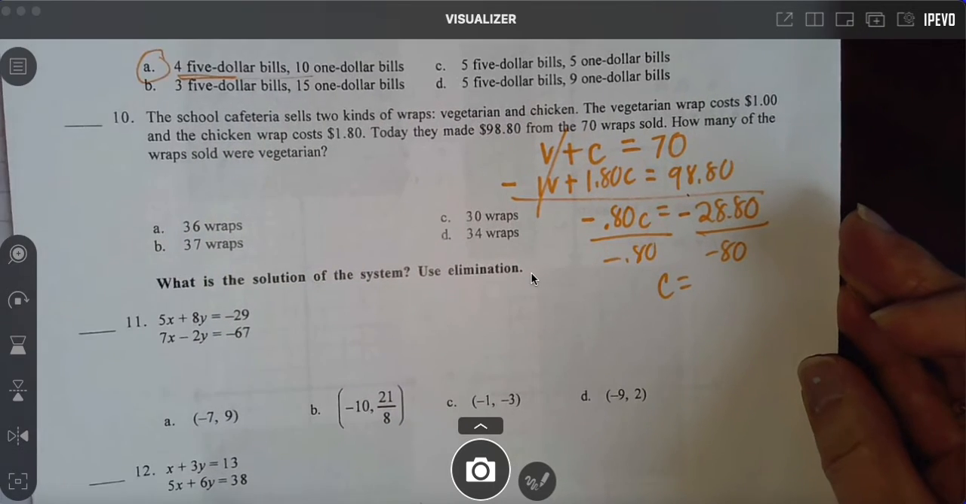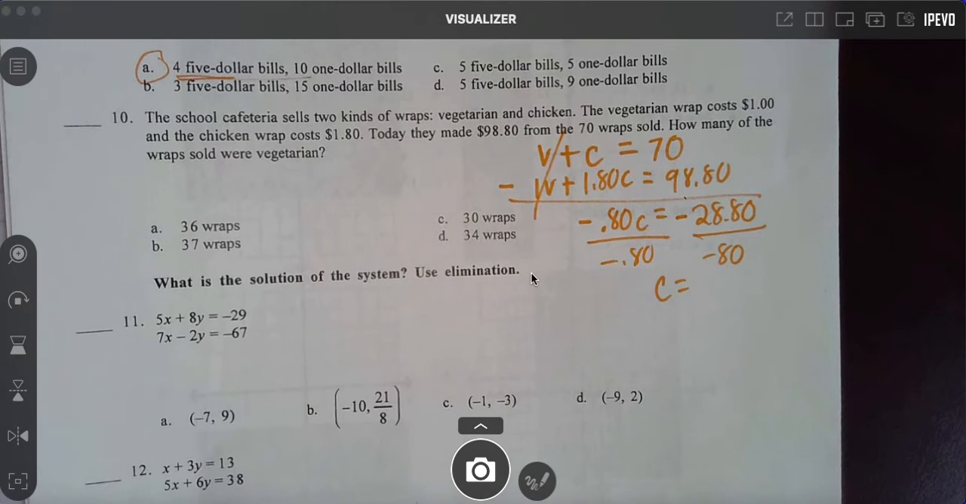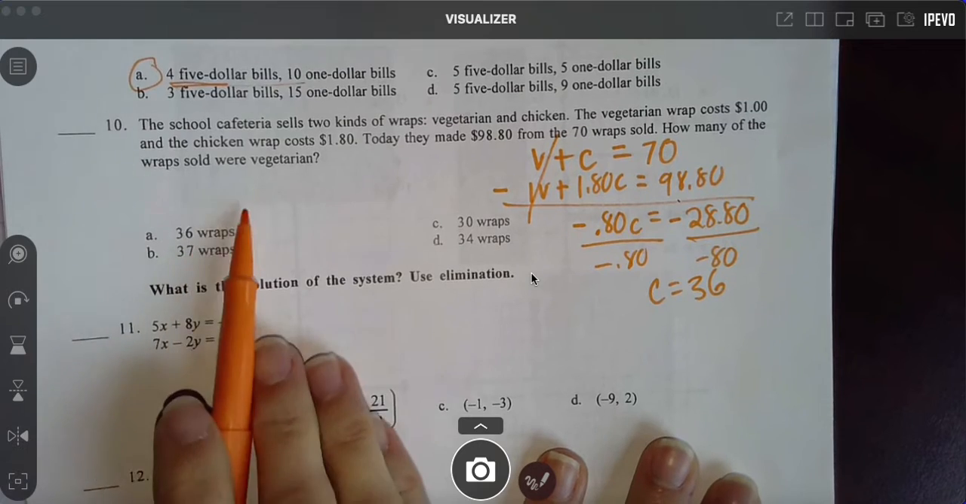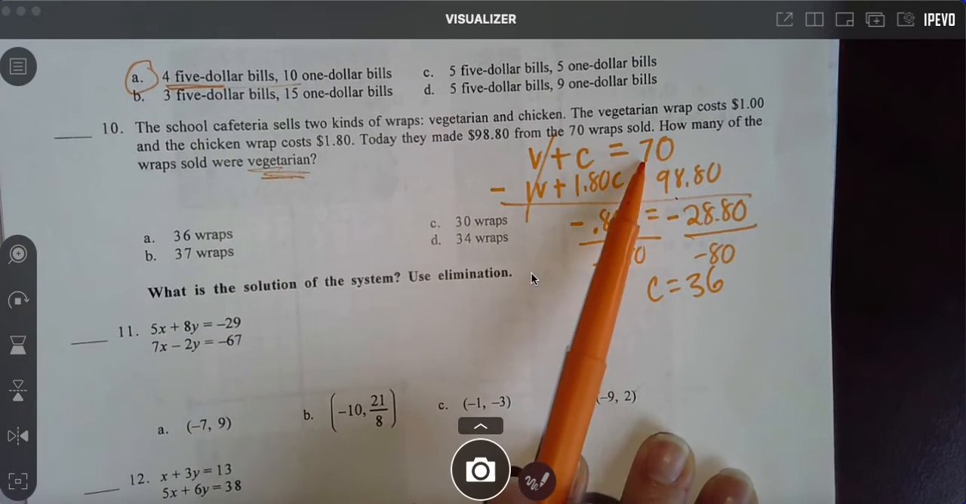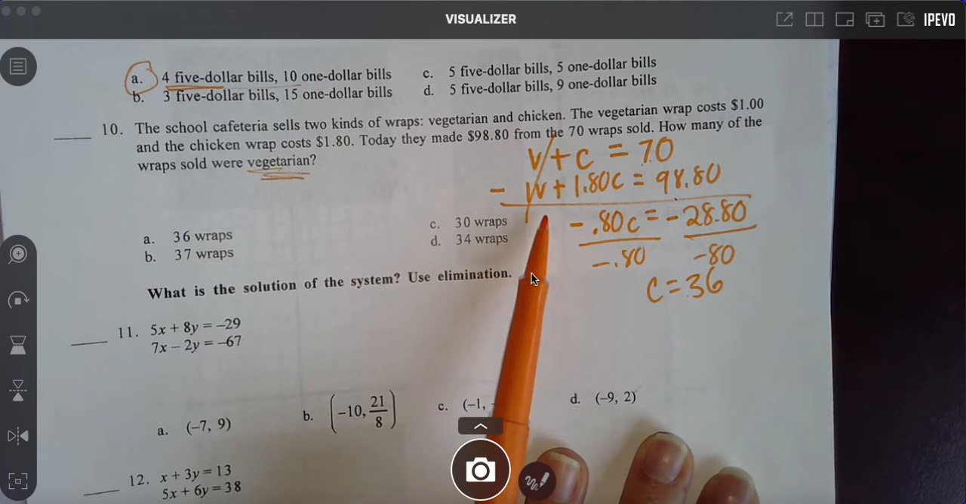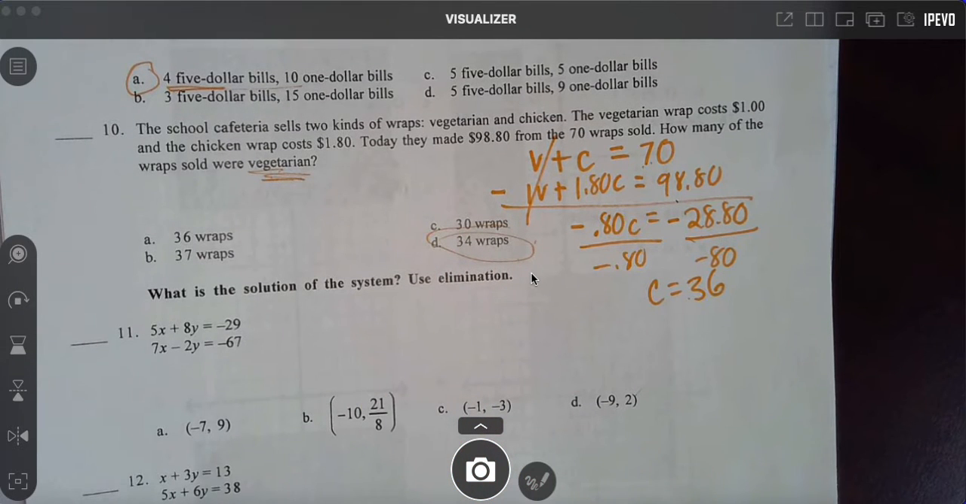I'm trying to read it. What'd you get? Let me just do this. 28.8. 36. 36 chicken wraps. Is that what it asked me for? Because I see that answer. No, it asks for how many vegetarian wraps are there. So if there's a total of 70, what's 70 minus 36? Oh, 34. That's why it's 34. Oh, that makes sense. Okay.